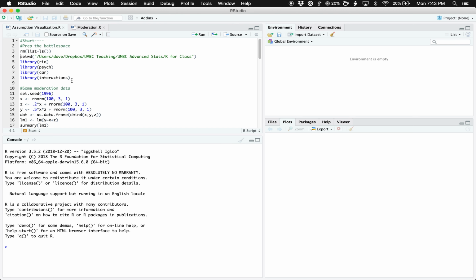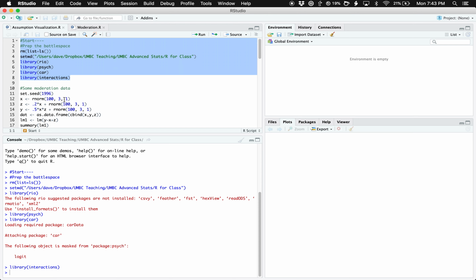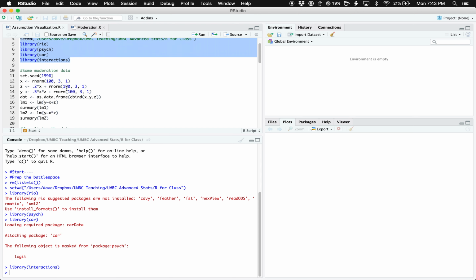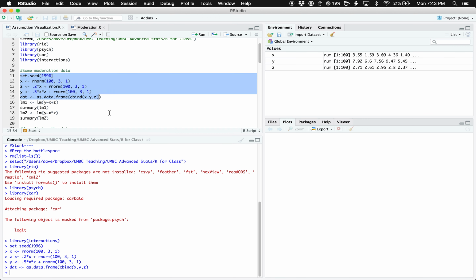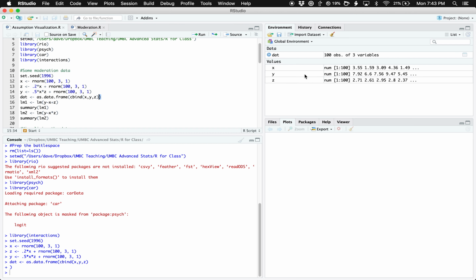So first I'm just going to prep the battle space here. I'm going to load up the packages that I'm going to need and set the working directory. Okay, so now I'm going to create some moderation data. What I'm doing is creating a data set, and we won't get into all the details about how I'm creating that. Oops, I missed that last parenthesis. Okay, so I've created a data set, DAT, with 100 observations of 3 variables.